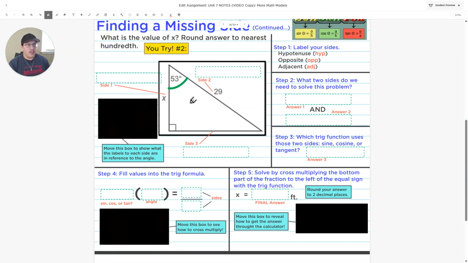So, similar to the example, what is the value of x? Round the answer to the nearest hundredth. I'm going to go through this pretty fast, so at any point you need me to repeat it, remember this is a video, just rewind it and listen again.